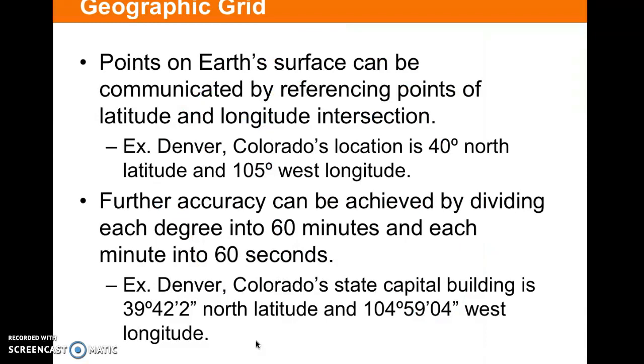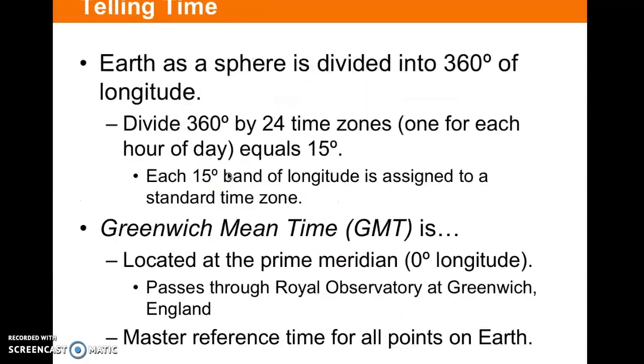The geographic grid, again, you can find places by using your latitude and longitude intersections, and we'll do some practice with that in class. We tell time based on our degrees of longitude. So you can divide 360 by the 24 time zones. Each equals about 15 degrees of longitude.